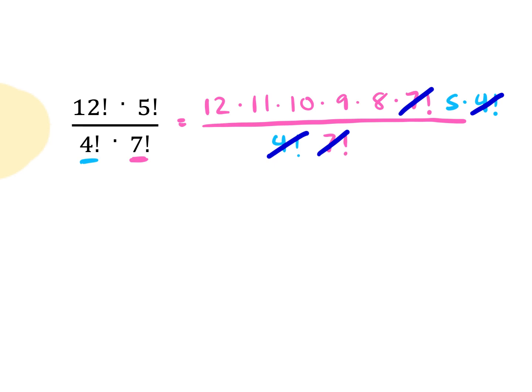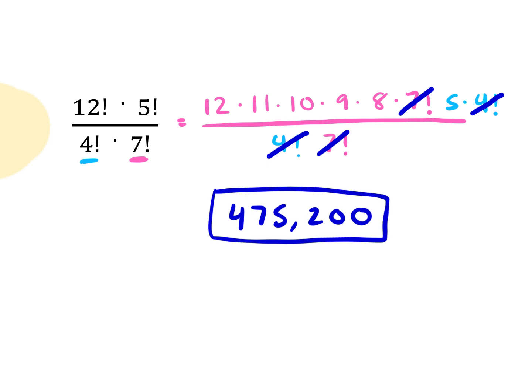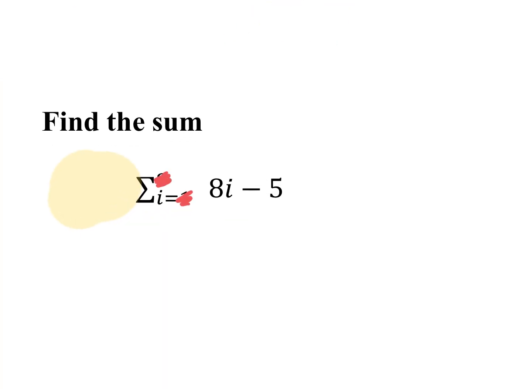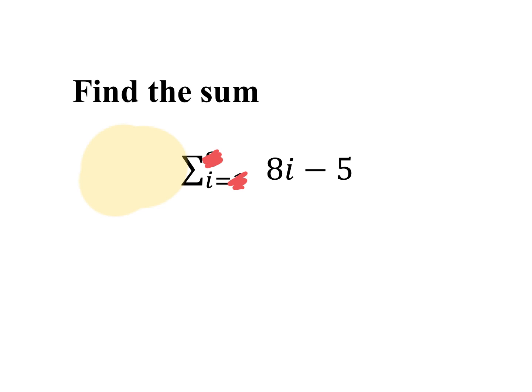So in the calculator, I'm going to put 12 times 11 times 10 times 9 times 8 times 5. So you should get 475,200. Again, you could just put it all in your calculator, but I need to see your work: 12, 11, 10, 9, 8, and 5. Any questions here?